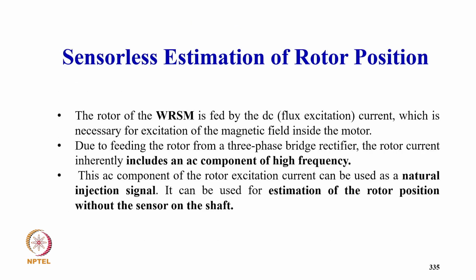So now coming to sensorless estimation of rotor position. The rotor of the wound rotor synchronous motor is fed by DC field excitation current, which is necessary for excitation of the magnetic field inside the motor. And due to feeding the rotor from a three-phase bridge rectifier, the rotor current inherently includes an AC component of high frequency. This AC component of rotor excitation current can be used as a natural injection signal. It can be used for estimation of the rotor position without a sensor on the shaft.